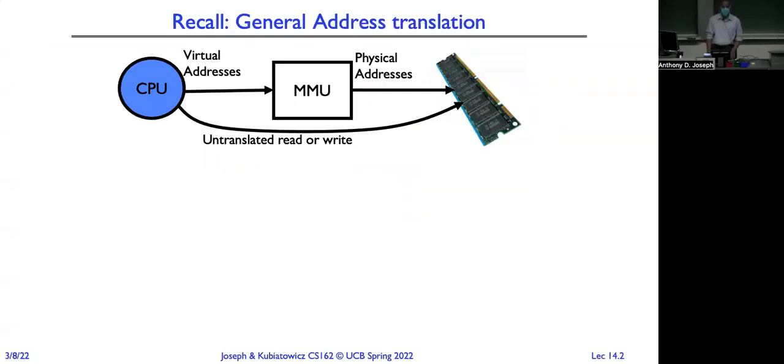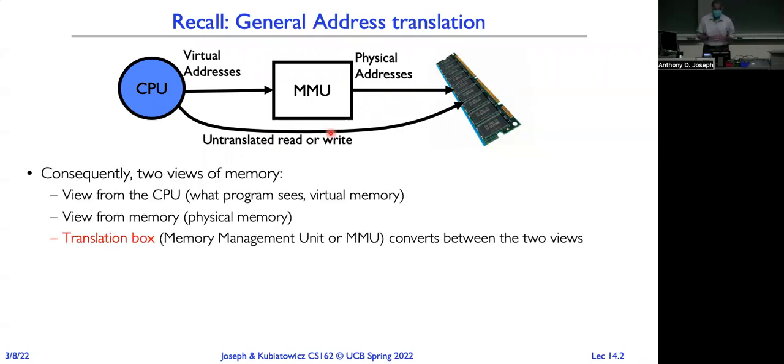Okay, so remember that with general address translation, the CPU, the processor, and what the process sees is virtual addresses. And then it's the job of the memory management unit, or MMU, to translate those into physical addresses, which is how we actually access memory. Now, we can also have untranslated reads and writes. So there are two views of memory, right? There's the view of memory that the processor has, and then there's the view from memory of actual physical addresses. And this translation box is what converts between the two.